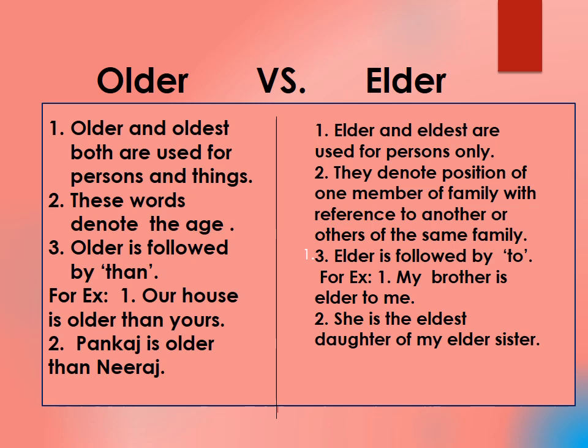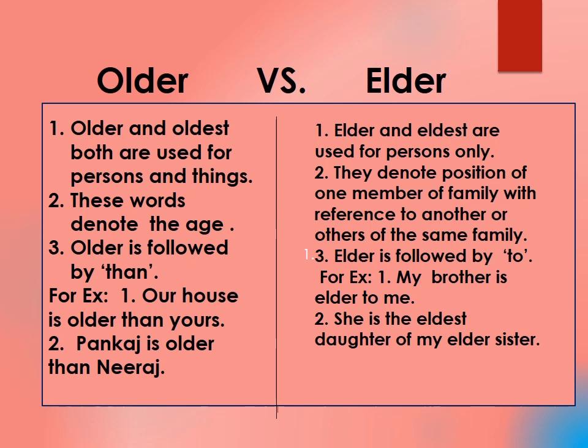Whereas elder and eldest are used only for persons. We cannot use elder or eldest for things. These words are used only for persons. Now coming to older again, these words denote age. Older is used when we talk about the age of persons, whereas elder denotes the position of one member of the family with reference to another or others in the same family.